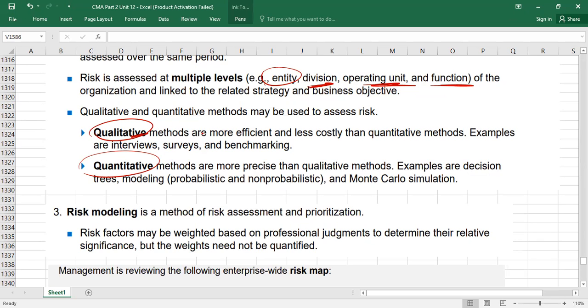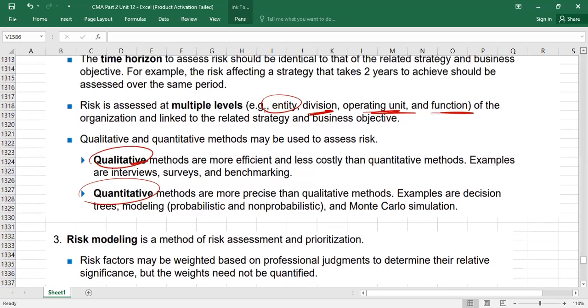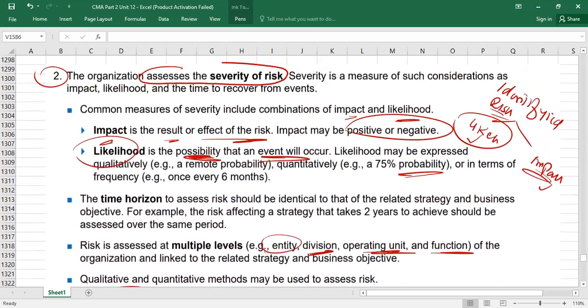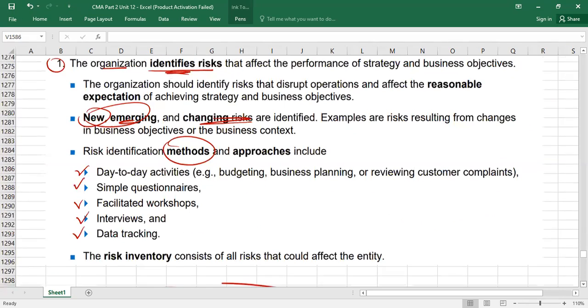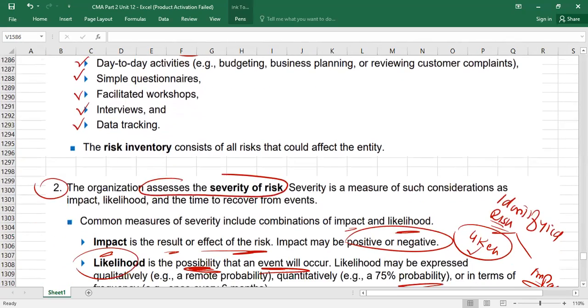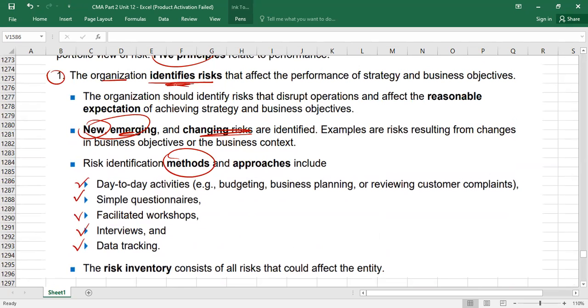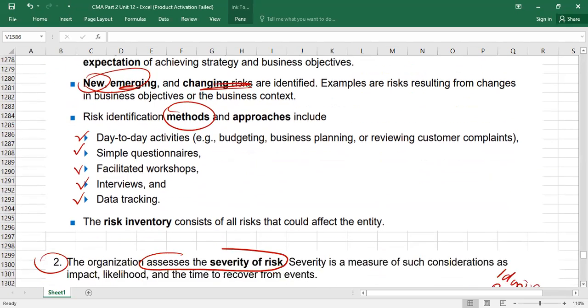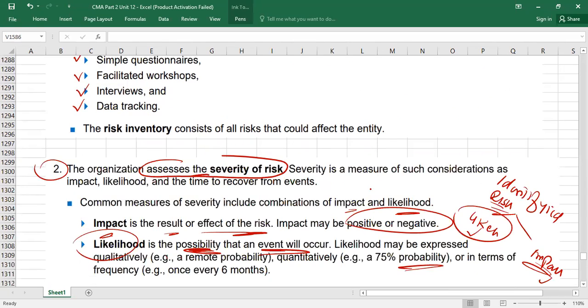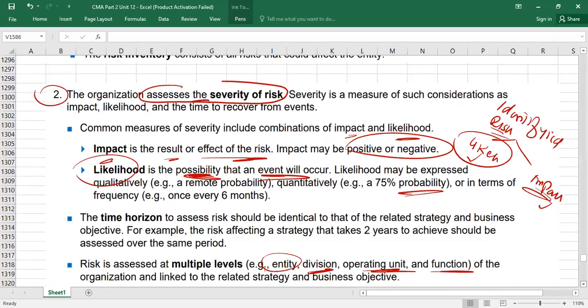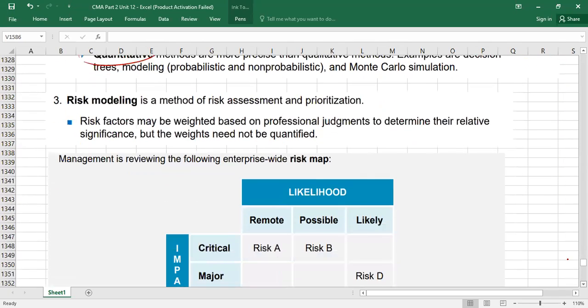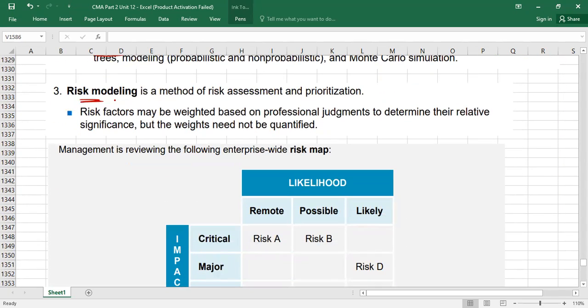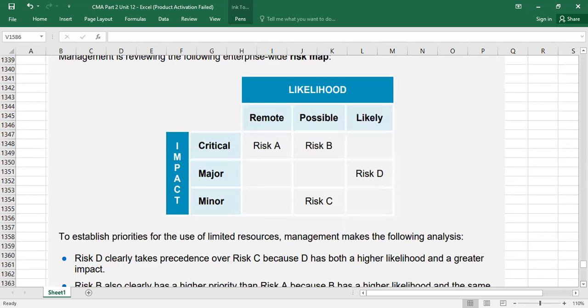So these things I have already explained, but here the main point is: the first principle under performance is that you have to identify risk. The second principle is that you have to assess the risk. And the third principle is risk modeling. Risk modeling actually is a method of risk assessment and prioritization. For example, so here you have risk modeling. This is how we can do risk modeling, or how we can prioritize risk. We are doing the third principle.